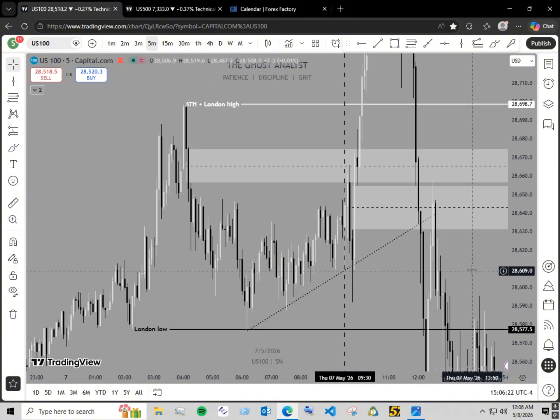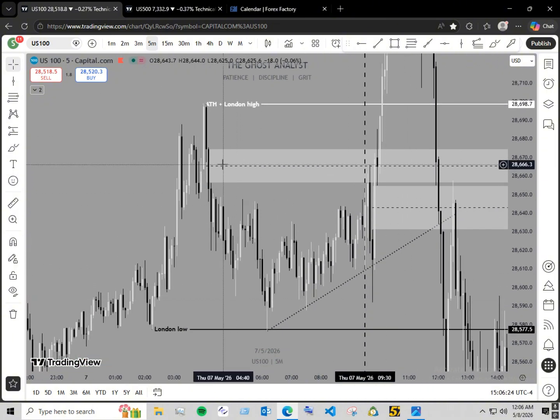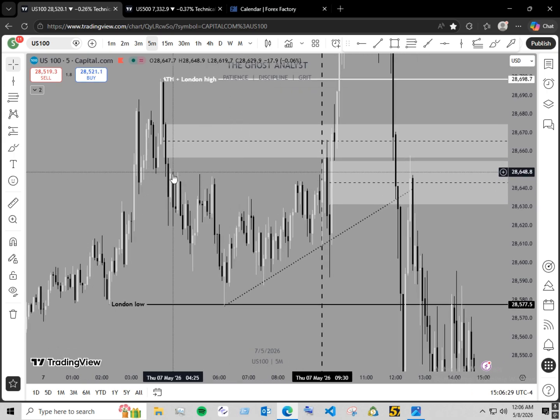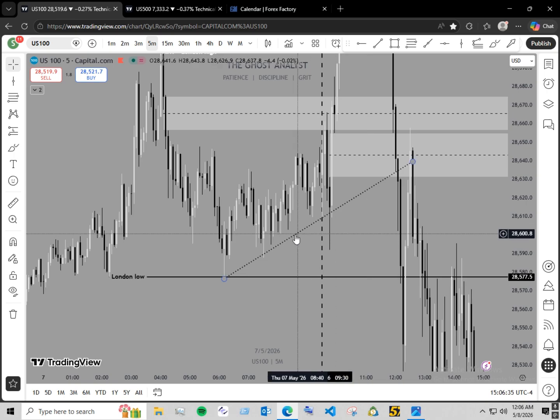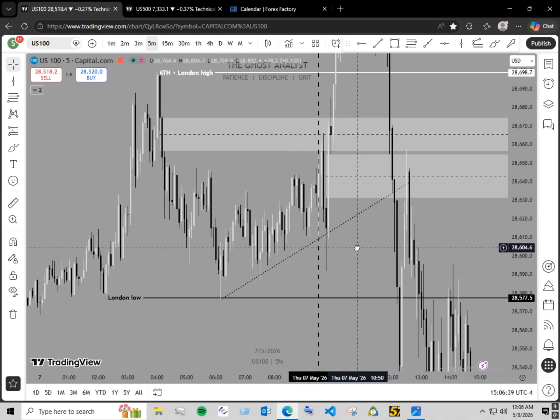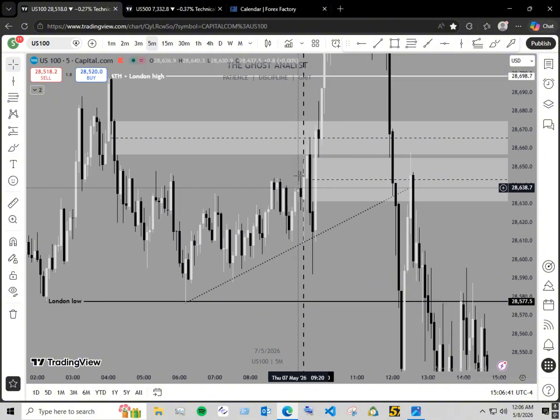Now if you move down to the 5-minute, we had this 5-minute unmitigated bearish gap, and just below this gap were stacked equal highs, as you can see. And similarly, we had low resistance liquidity to the downside as well. Now look what market did at open.